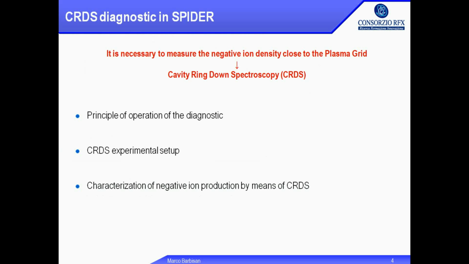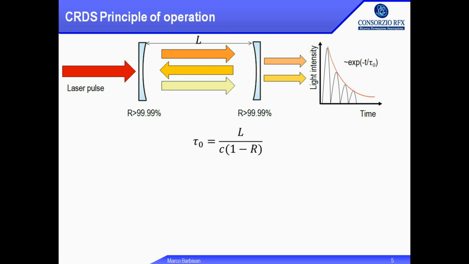To accomplish this, it is necessary to measure the negative ion density close to the plasma grid, and this is possible thanks to Cavity Ring Down Spectroscopy Diagnostic, which is the object of this presentation. First, I will show you the principle of operation of the diagnostic, then how it was implemented in SPIDER, and then the first results of this diagnostic with the recent experimental campaigns in SPIDER.